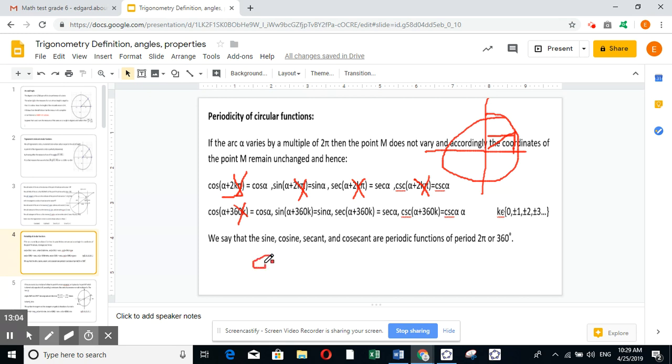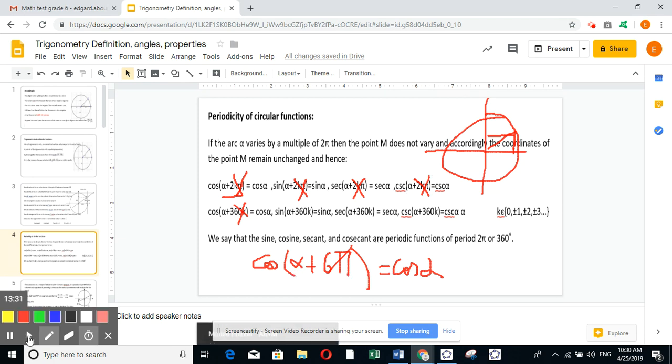What I mean here, if you have, for example, cosine alpha plus 6 pi. 6 pi is 3 rotations. We said 2 pi is a rotation, so I have 3 rotations, so you can cancel this 6 pi. You can write it as cosine alpha. If you have, for example, sine alpha plus 720 degrees. 720 degrees is 2 times 360, so 2 rotations, so you can cancel it. So directly you can write it as sine alpha.